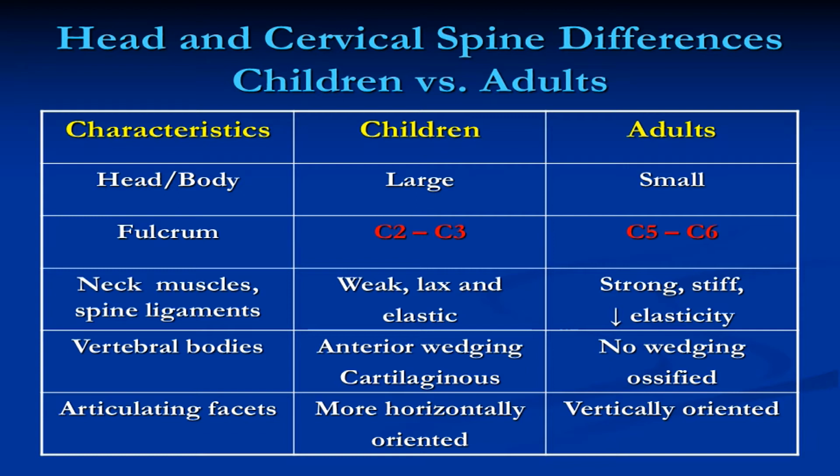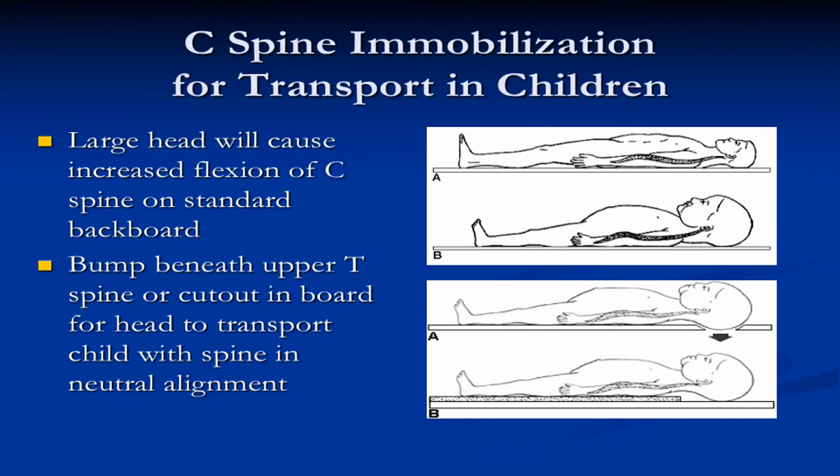Also of importance is the size of the head in proportion to the body. In children, there is a larger head when compared to the body. And the fulcrum, again, as we mentioned before, is C2-3. The neck muscles and spine ligaments are weak and lax. And as we mentioned, the orientation of the facets and the vertebral body differs as such. The large head will cause an increased flexion of the C-spine on a standard backboard. So there should be a bump placed beneath the upper thoracic spine, or a cutout in the board for the head, to transport the child with the spine in neutral alignment.